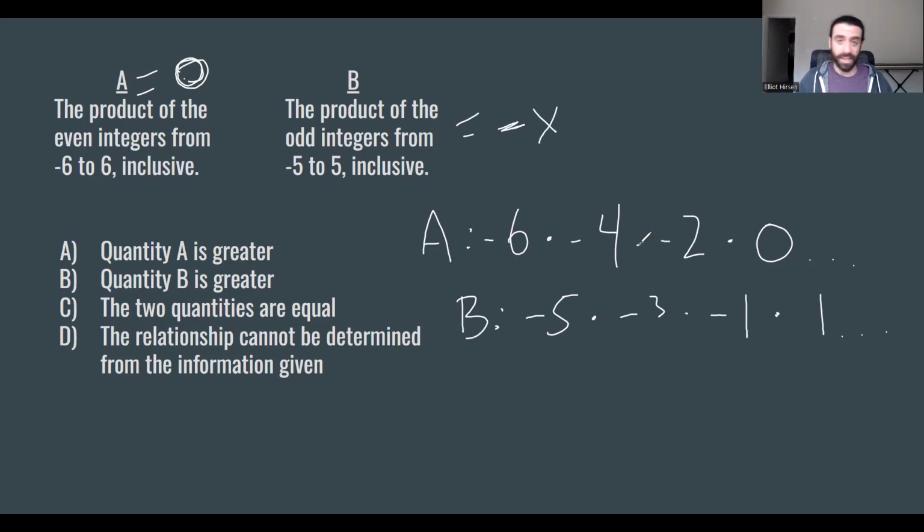And now, is there any more work left to do? No, there isn't. Brilliant. We can see quantity A is equal to 0. Quantity B is something negative. Every negative number is smaller than 0 by definition, and we're done. That makes it clear then that quantity A is greater.